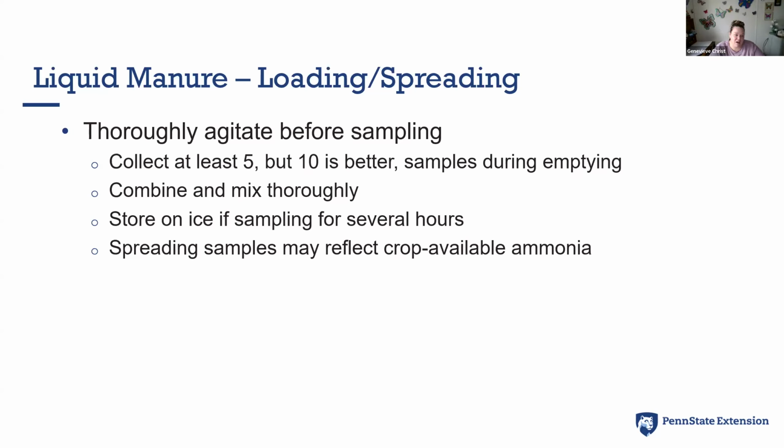And so it might be helpful to have a cooler to keep those subsamples in until you're ready to combine and mix thoroughly and create a composite sample to be sent off to the lab, because we want to keep them on ice, keep them cool. And so spreading samples can reflect crop available ammonia. And with the variety of nutrients that are available in the manure at that time that it's being spread, it's important to have such a good compilation so that you better understand how many nutrients are actually being put out onto the field and helping those crops grow.